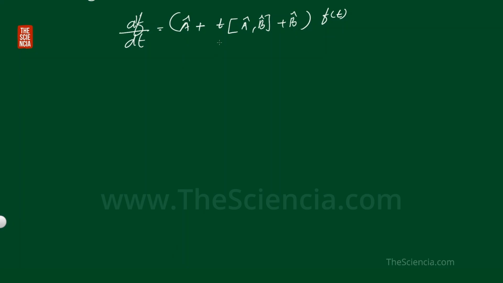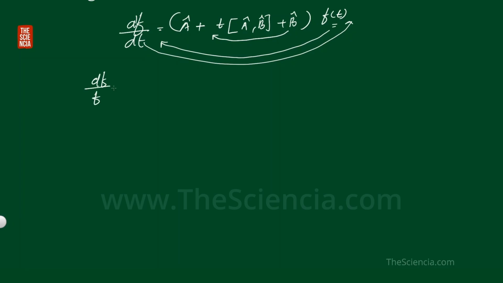Now I am going to do one thing. Here this is df by dt, and here there is f of t. So I am taking this f of t to the left hand side, and I am taking this dt to the right hand side. That is, I am making it a variable separable form. That is, df by f is equal to A cap plus B cap plus t into A cap B cap into dt, right?